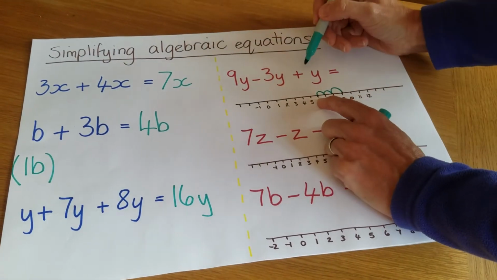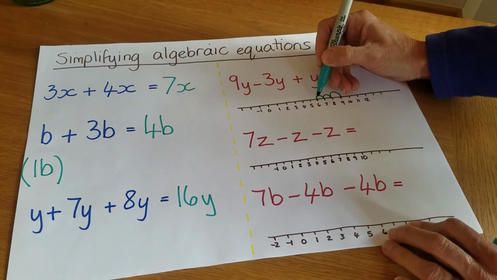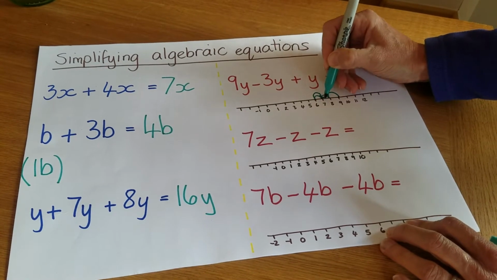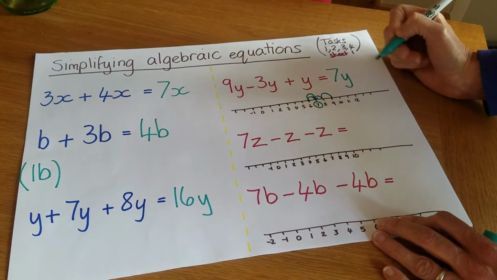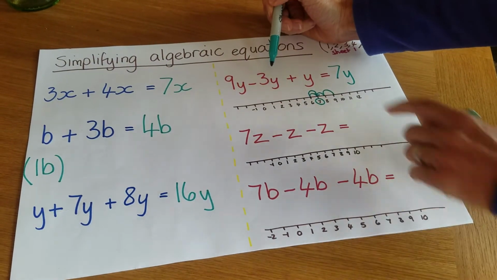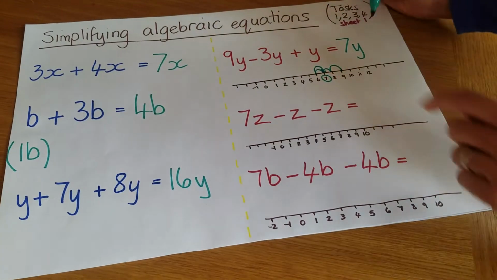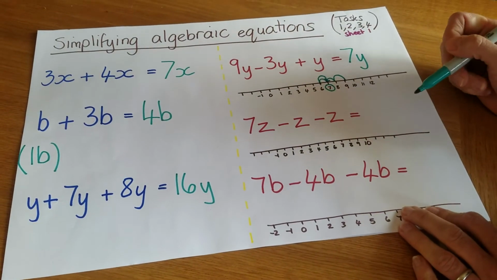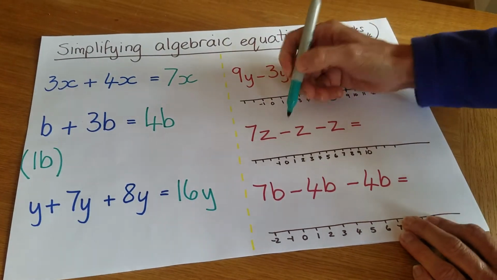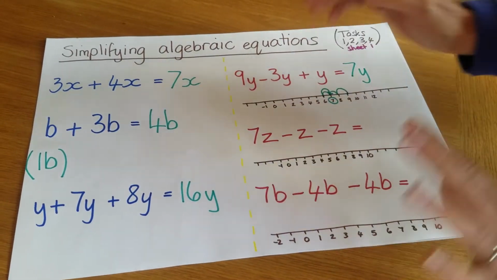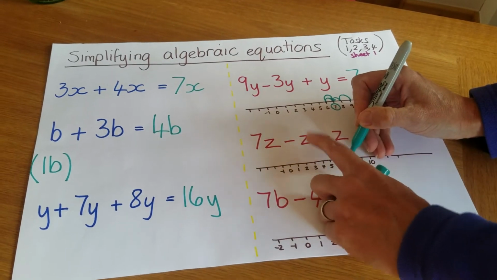I'm not finished though because I've got to do something else. I've got to add Y. So I've gone this way subtracting. I'm going to go back this way and my answer is going to be 7Y. Okay, so 9Y, take away 3Y, gets me to 6Y, add on a Y again, gets me to 7Y. Let's try with another example. So 7Z, I'm going to start at 7 and I'm going to take away a Z. So forget that it's Z's, they're all Z's. Let's just do the numbers. 7, remember that means 1Z.